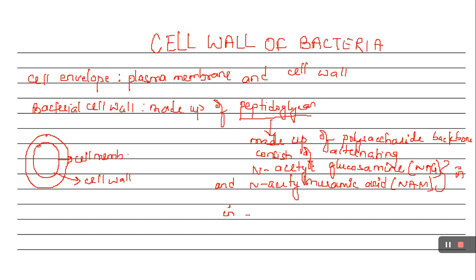So this polysaccharide is made up of alternating NAG and NAM units, and both are present in equal amounts. I write here: in equal amounts. NAG and NAM are the polysaccharide units which make the polysaccharide backbone, and they are alternating. NAG alternates with NAM. If I draw the structure, it looks somewhat like this: NAM and NAG.